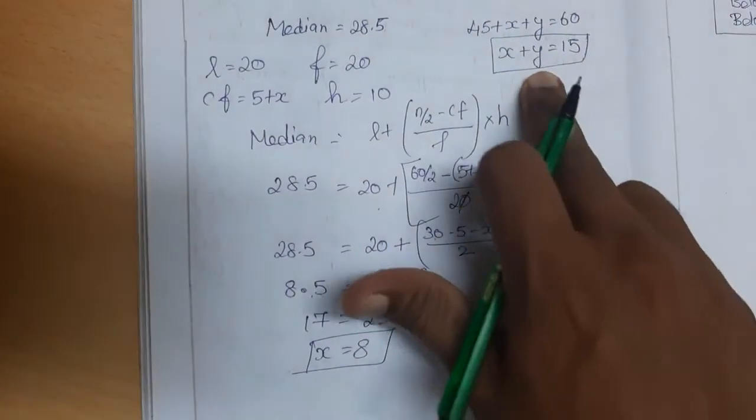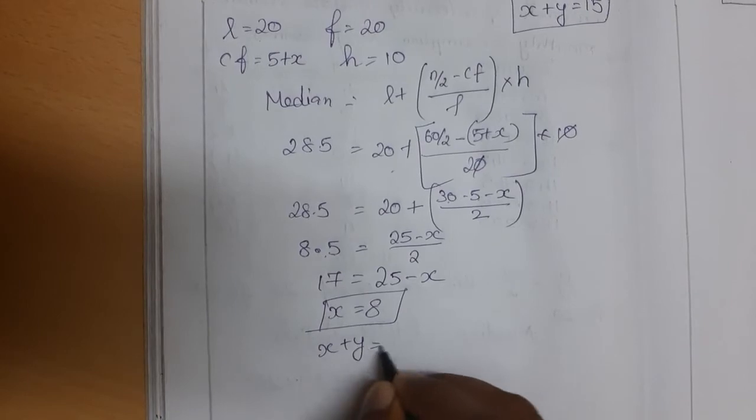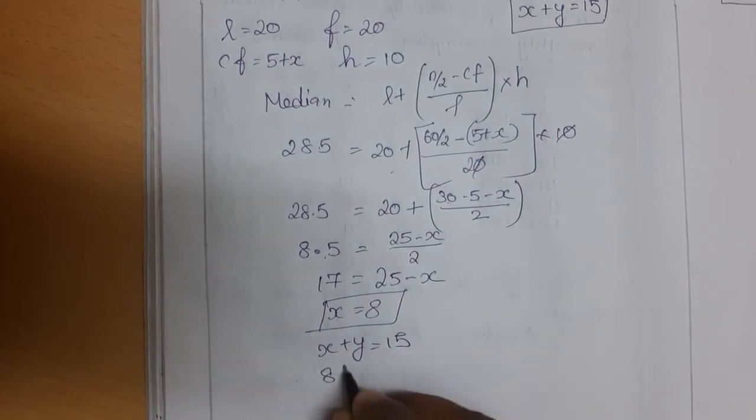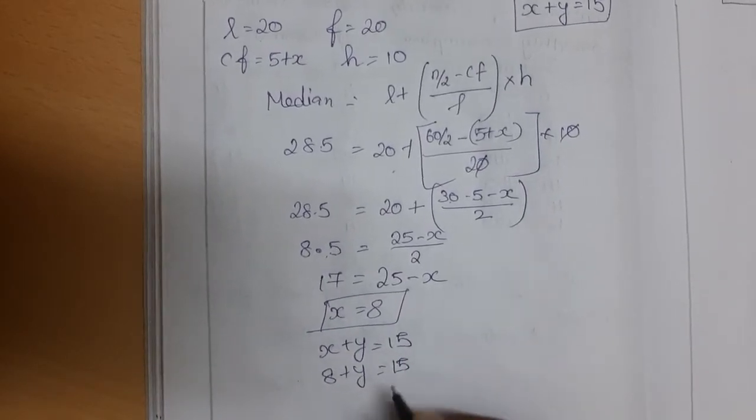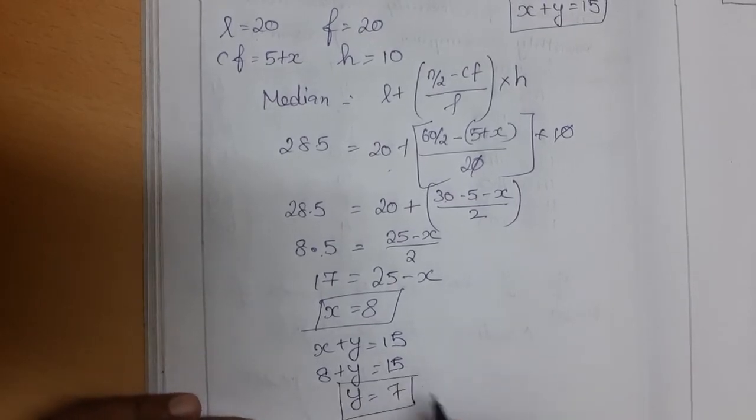Just substitute x is equal to 8 here, and we will be getting the y value, right? x plus y is equal to 15. So x is 8. 8 plus y is equal to 15. If you subtract, we will be getting 7. So we got it, right?